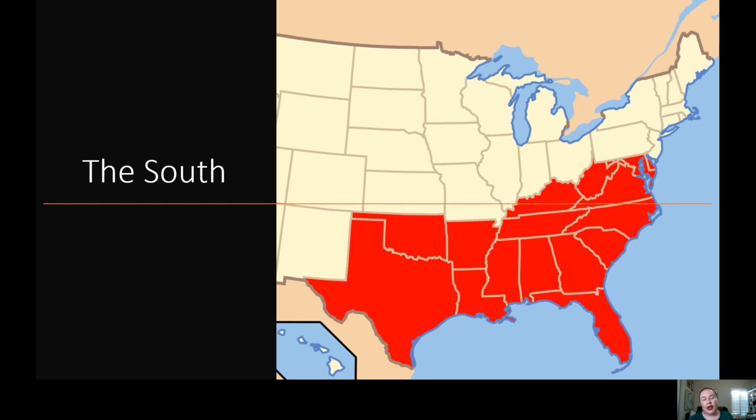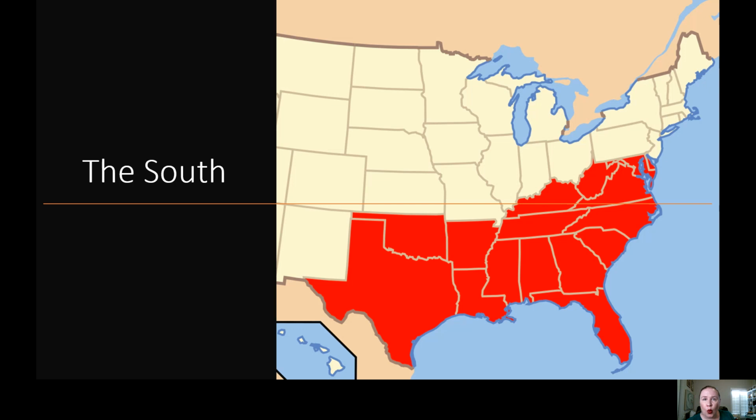All right, so first we need to establish what is the South. You could ask a bunch of different people what exactly the South is, and they'll probably give you different answers. But the American South is what you can see on this image in the red. Today we're going to be talking mostly about the Deep South, so states like Louisiana, Mississippi, Alabama, Georgia, and Florida.